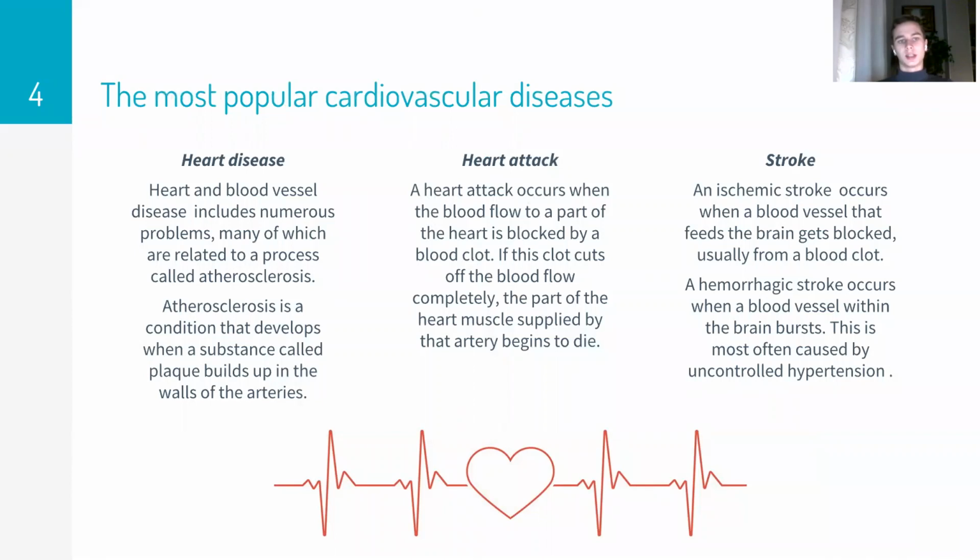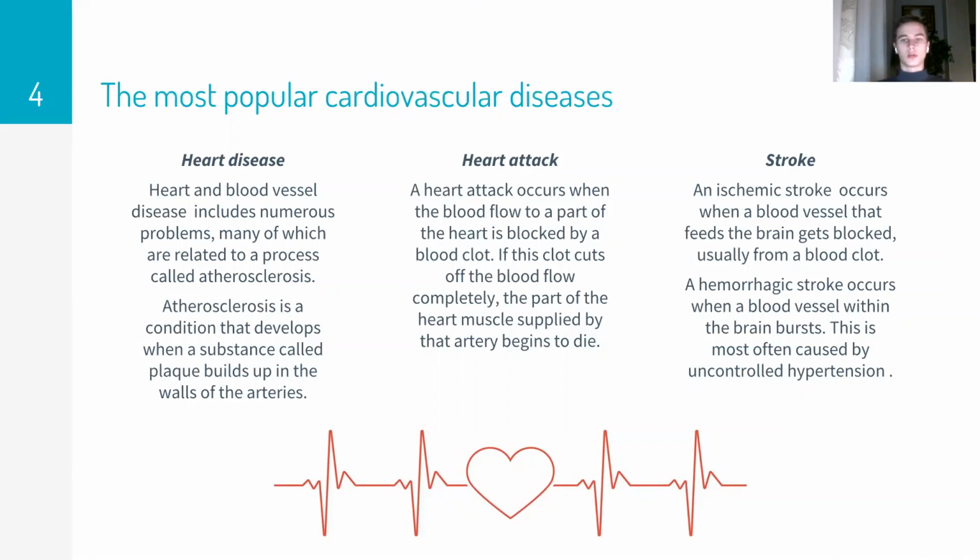The first one is heart disease. Heart and blood vessel disease includes numerous problems, many of which are related to a process called atherosclerosis. Atherosclerosis is a condition that develops when a substance called plaque builds up in the walls of the arteries. The second one is heart attack. A heart attack occurs when the blood flow to a part of the heart is blocked by a blood clot. If this clot cuts off the blood flow completely, the part of the heart muscle supplied by that artery begins to die.